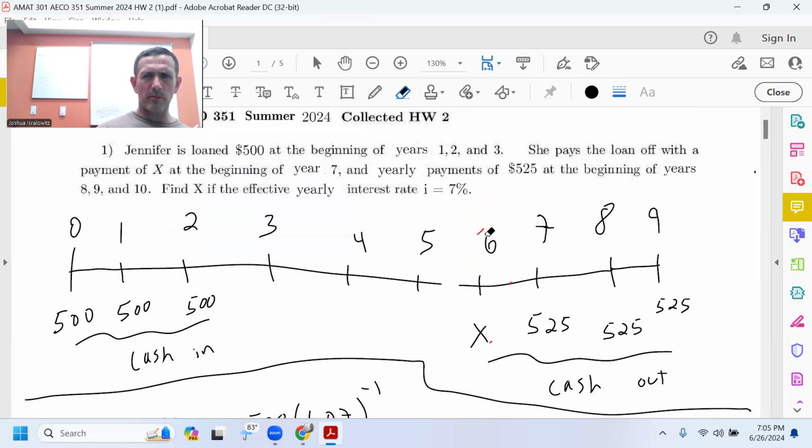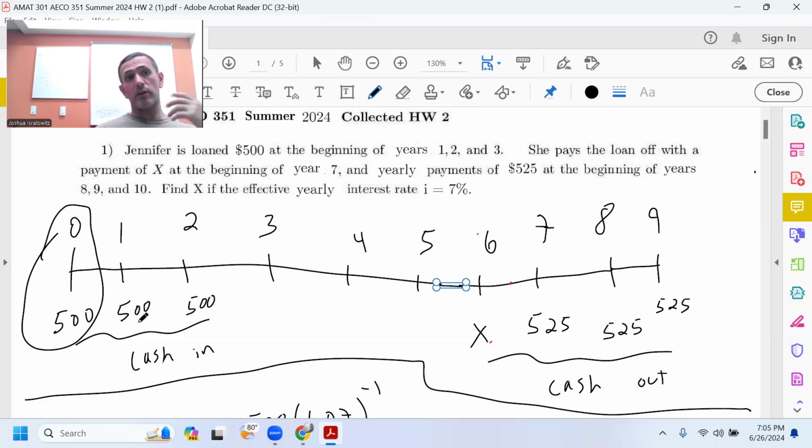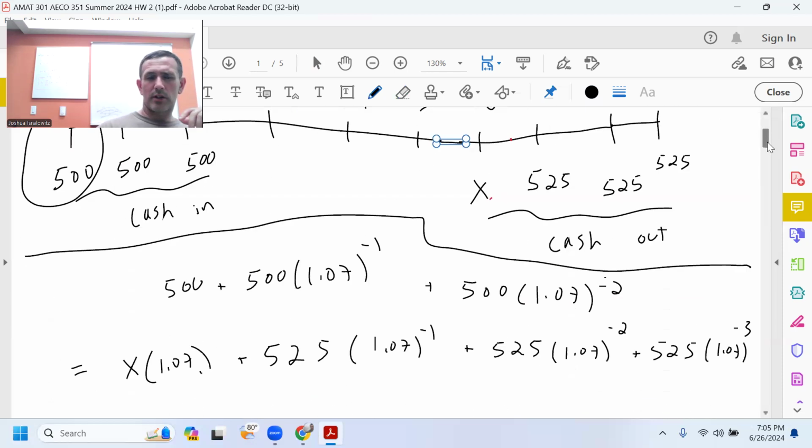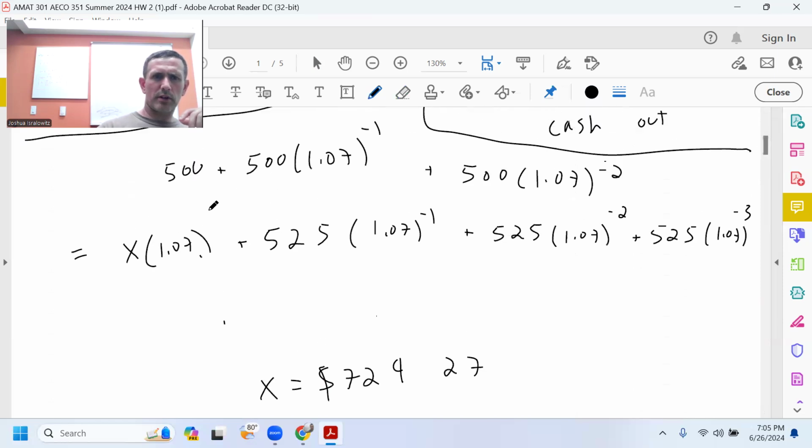So again, I'm not going to use red, but time valuing everything at t equals 0. I'm taking the present value of everything. All right, so this X here gets discounted by 1, 2, 3, 4, 5, 6 years. 525 is 7 years. This is 8 years. And this is 9 years.